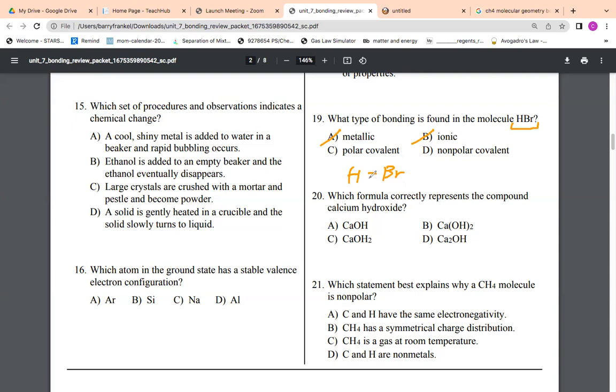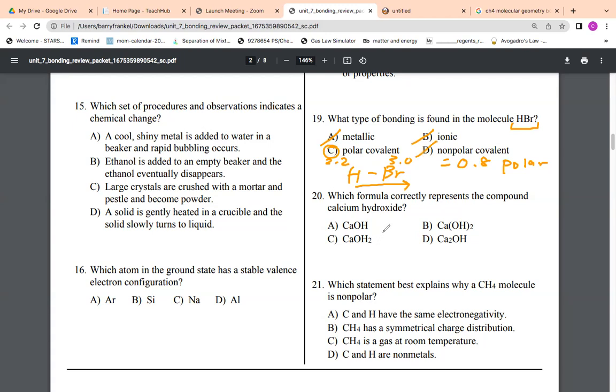We need to look up the electronegativities of each. Hydrogen has an electronegativity of 2.2 and bromine is 3.0. The difference is 0.8, which falls in the polar range. In this molecule, the charge is being pulled completely to the right because bromine is more electronegative and has a stronger attraction for the electrons than hydrogen does. This is not an even distribution of charge, so this one is going to be polar.